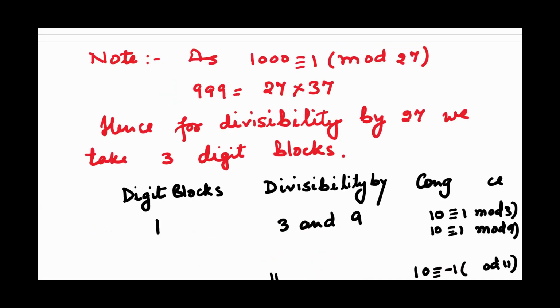You can also see one more thing. 1000 is congruent to 1 mod 27. 999 is equal to 27 into 37. Hence, for divisibility by 27, we take 3-digit blocks.